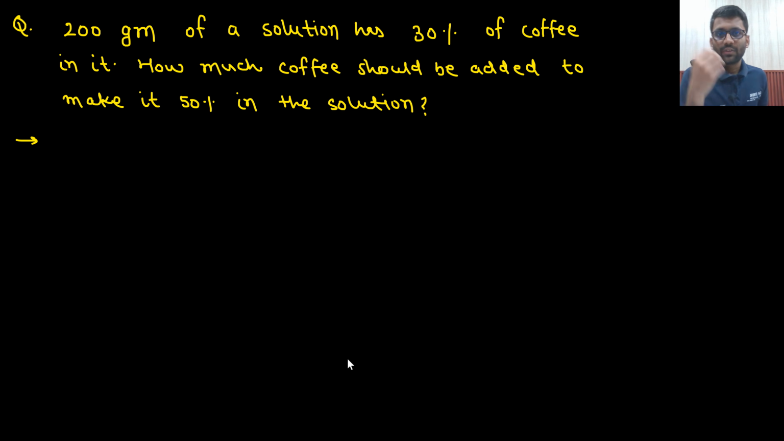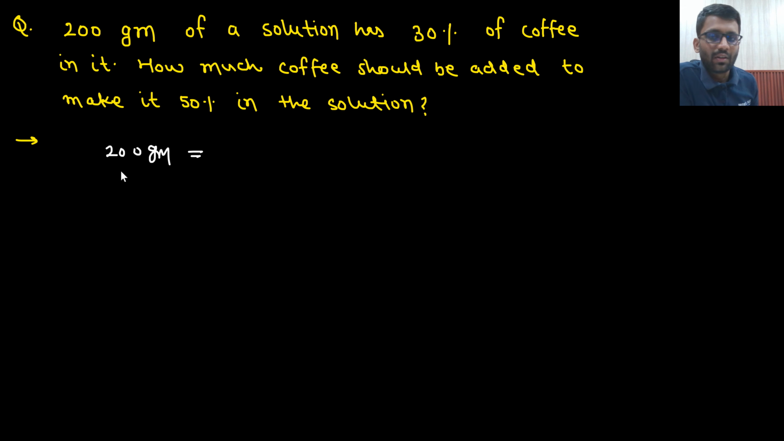So 200 gram of a solution has 30% of coffee in it. How much coffee should be added to make it 50% in the solution? Okay, this is also a good question. 200 gram of solution was there.